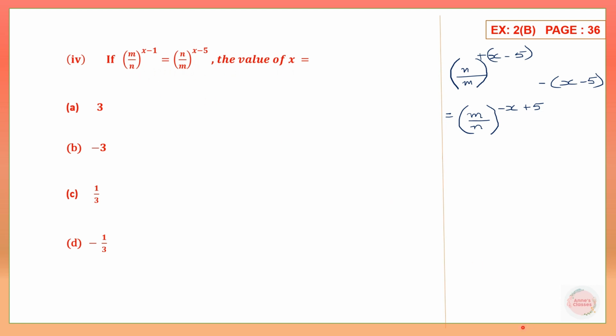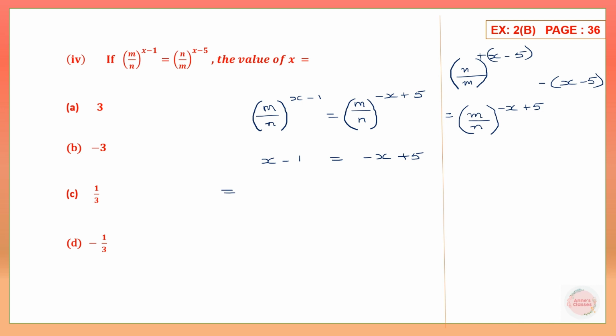So let me write this down. So now what do I have? I have m by n on the left hand side, and this is already raised to x minus 1, and on the right hand side again now I have m by n, that is this one which I'm going to write here. So m by n raised to the power of minus x plus 5. So now we know if the base is the same, the powers are also equal. If this is equal, this is also equal. So let's write that down. X minus 1, I'm taking only the powers now, is equal to minus x plus 5.